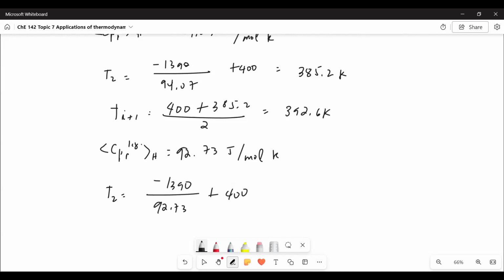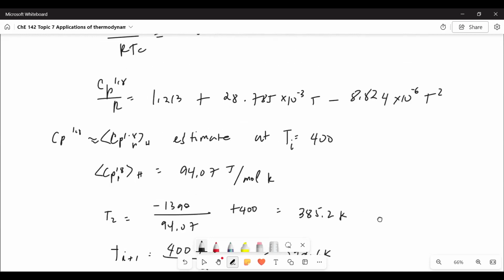Let me open a calculator for that. 1390 divided by 92.73 plus 400. 385.01. And then substitute back again to here.